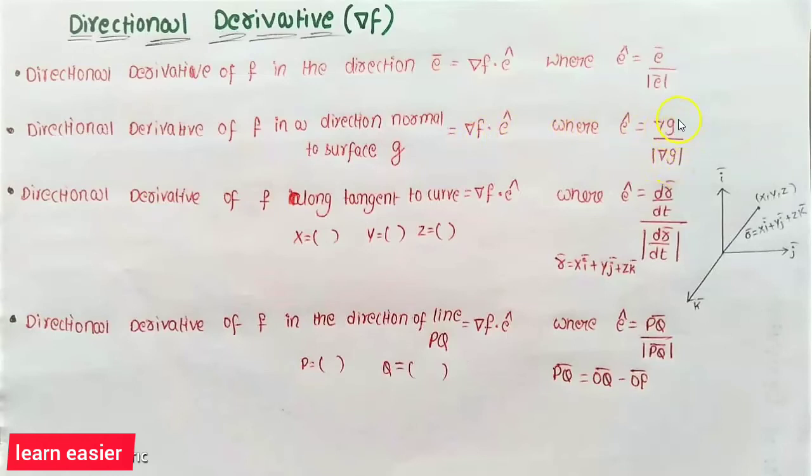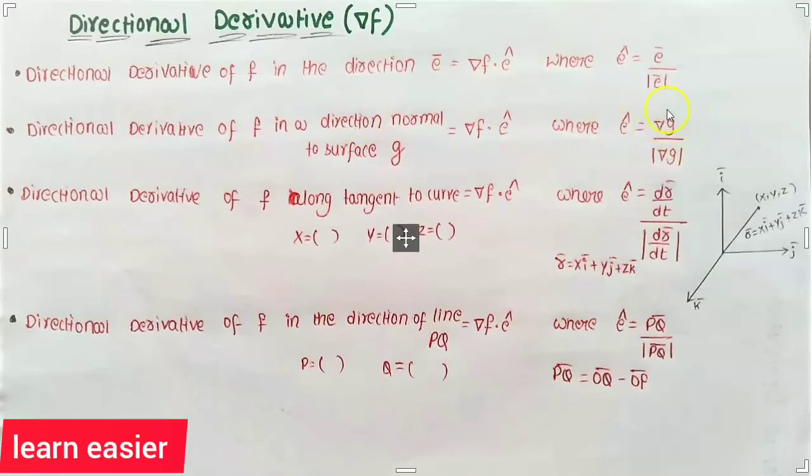So what is del g? We have seen earlier that del g is nothing but the normal vector. Why the normal vector? Because here we have the direction normal to the surface g, which is nothing but the normal vector of g. That's why we have taken the normal vector del g for the unit vector. So e cap is del g by modulus of del g.